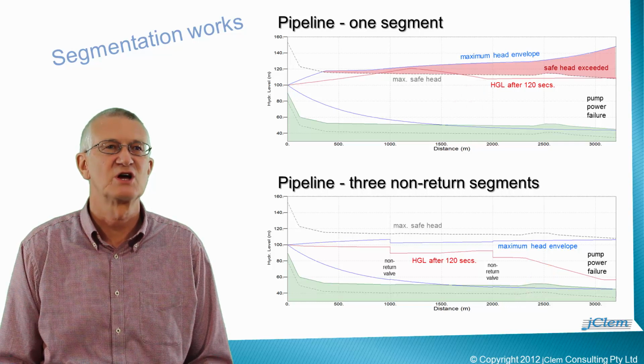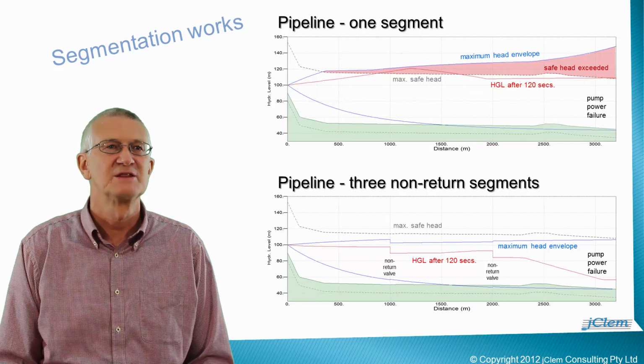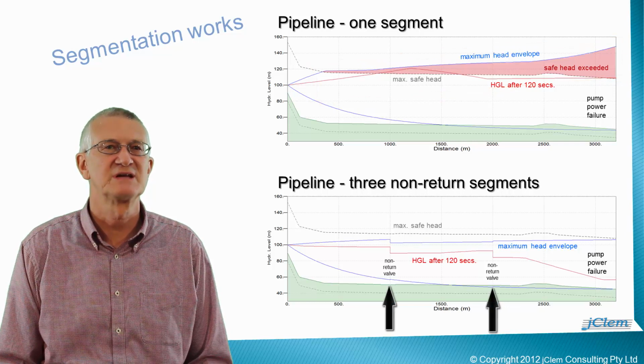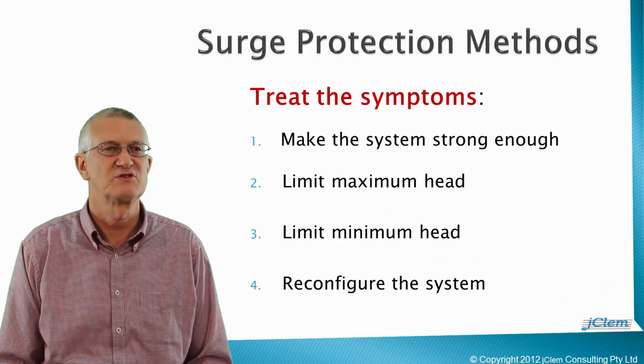The top figure shows the pipeline behaviour as a single segment. The maximum safe head is exceeded along most of the pipeline. The bottom figure shows the result of installing two non-return valves at 1 kilometre intervals back from the receiving tank. The entire pipeline remains within its maximum safe head. Segmentation works. Thanks for listening.